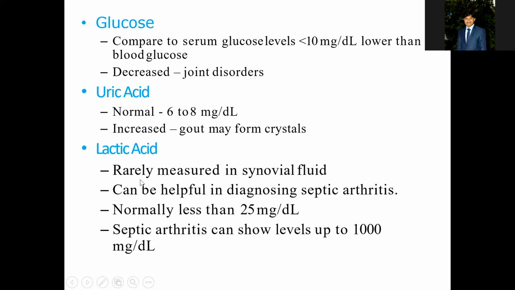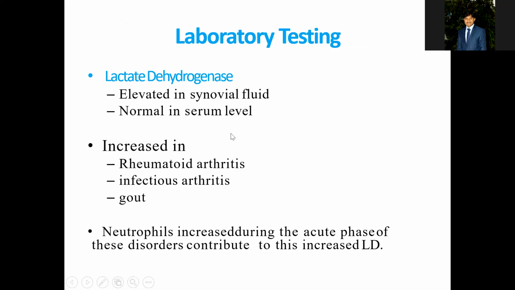Lactic acid is helpful in the diagnosis of septic arthritis. The normal range is 25 milligrams per deciliter. In septic arthritis, levels are raised up to 1000 milligrams per deciliter. Lactate dehydrogenase is elevated in the synovial fluid in rheumatoid arthritis, infectious arthritis, and gouty arthritis.